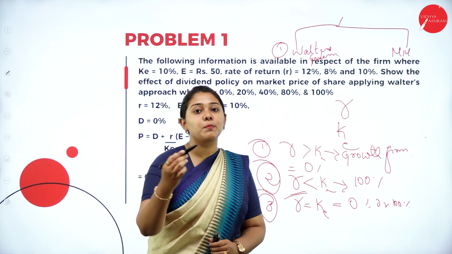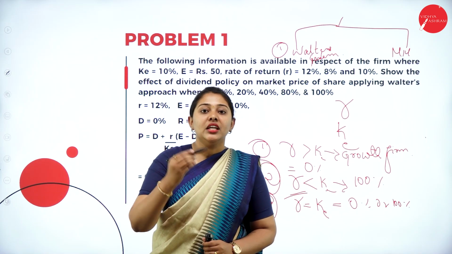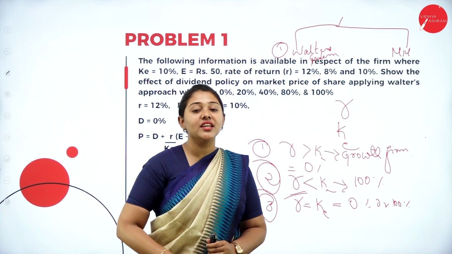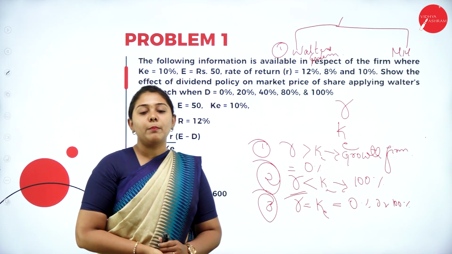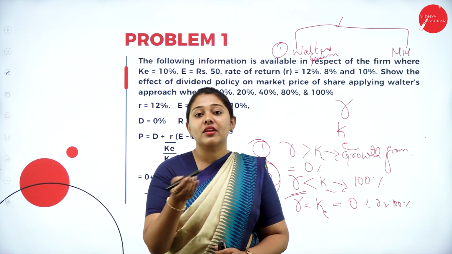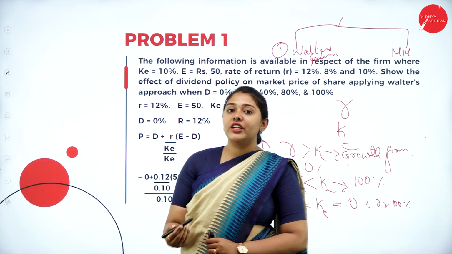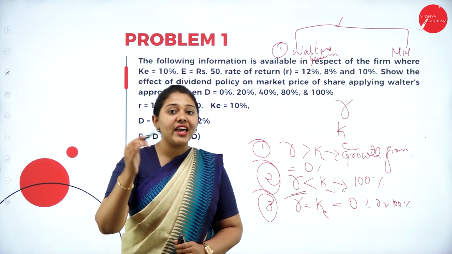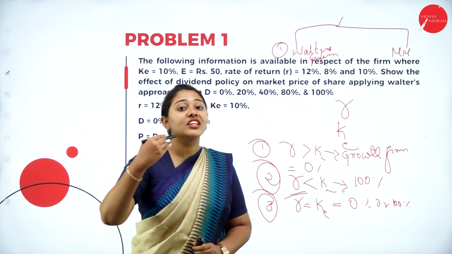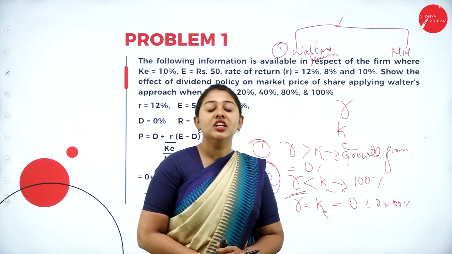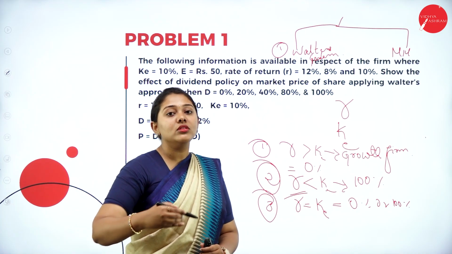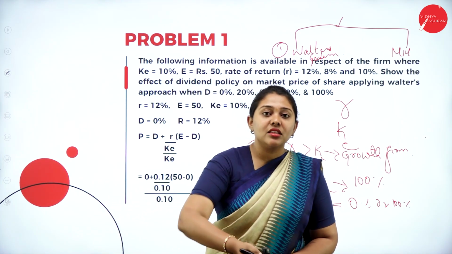This is explained by J.E. Walter, that is Walter's model. He says it is a relevance approach. In that approach, he explains the relationship that there is an effect on the valuation of the firm based on the dividend policy, the dividend decision taken. So in these three cases, he has explained how the company will pay the dividend.